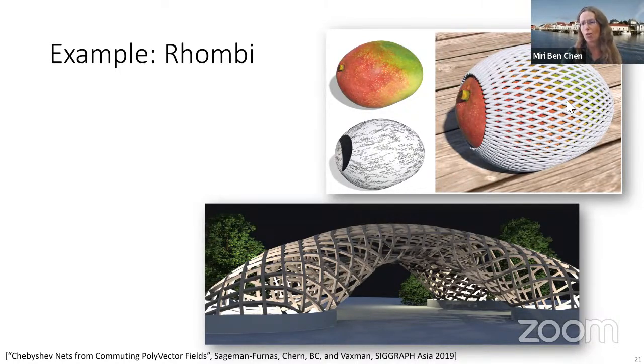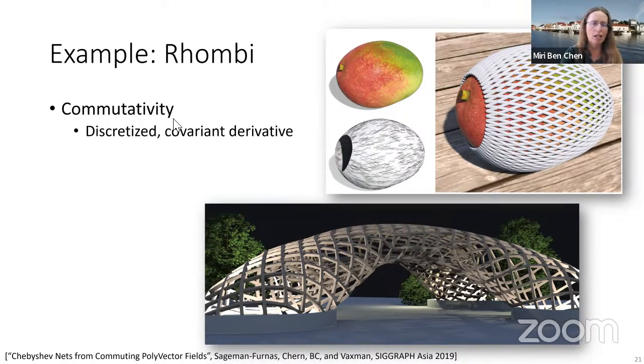And here, if you go to the shop and buy a mango, usually it comes covered with this net. This is not an actual mango, it's rendered, but you can see that the shape looks natural. And this is an example of a rendered structure built from these rhombi.